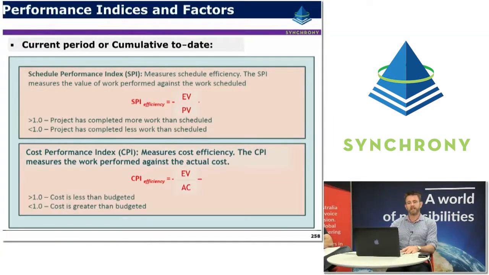Performance indices, it's the same thing, except this time rather than expressing as a percentage, it's basically a ratio. For the SPI, it's basically earned value divided by the planned value. And for the CPI, it's basically earned value divided by actual costs.